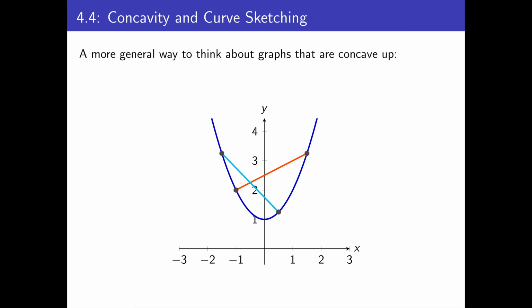Another way to state the definition of concave up graphs can be seen here. We can say a graph is concave up on an interval if every secant line is strictly above the graph. As seen in this picture, both secant lines touch the graph only at the endpoints and otherwise have higher y values.